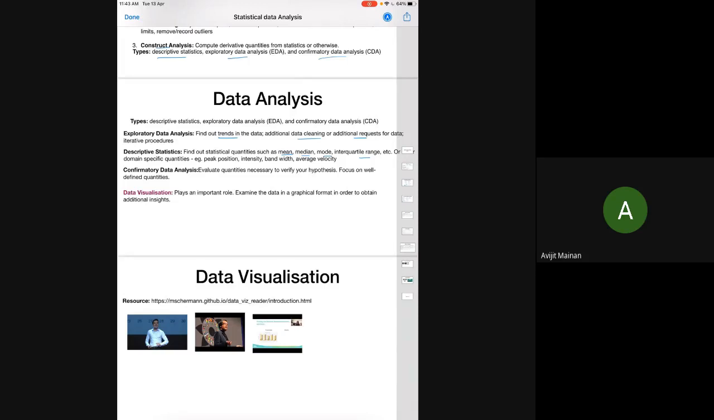Or your description might involve more domain-specific quantities, peak position, intensity, bandwidth, velocity, whatever you're dealing with, okay? So whatever quantities you've decided to calculate from your data. And then the confirmatory data analysis is related to verifying hypotheses. So if your goal was to verify your hypothesis, then you do a confirmatory data analysis and see if things fit with your model. In all these three cases, data visualization plays a very important role.